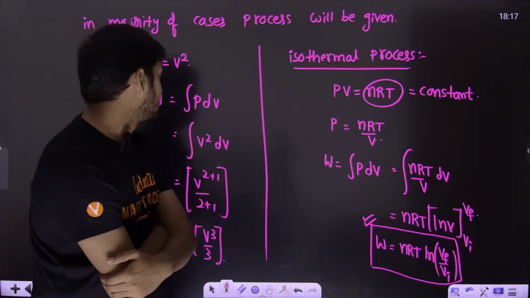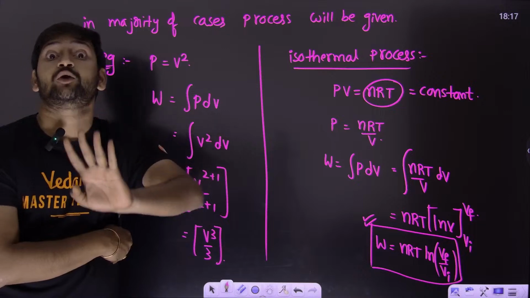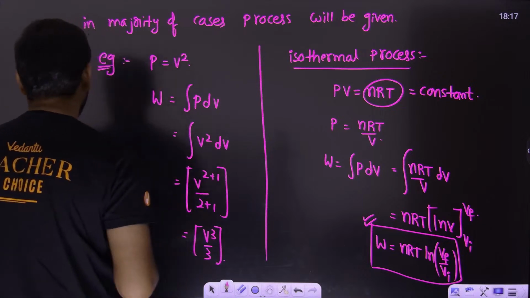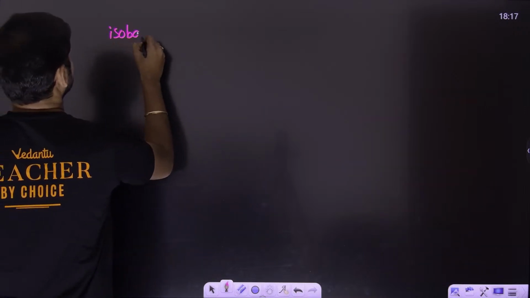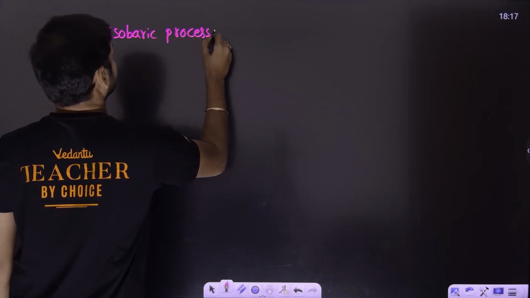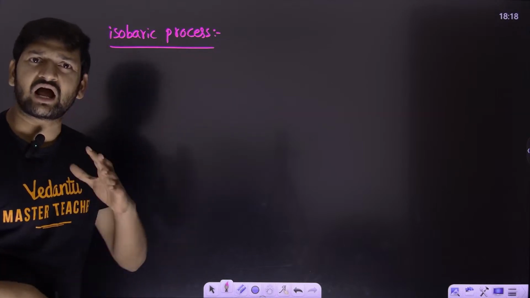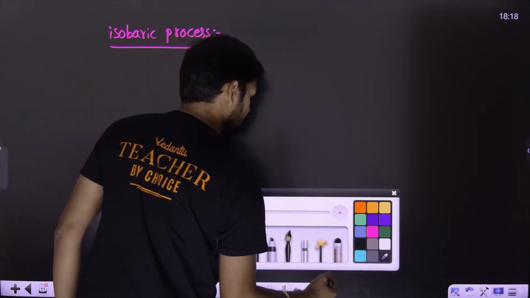No. The pressure is not going to be constant. Pressure relation will be mentioned in the process. For example, if I am going to talk about isobaric process, what is that isobaric process? So you might have a doubt, sir, how to get an isobaric process? How do I know that I can maintain a constant pressure, sir? I'll give you an example.